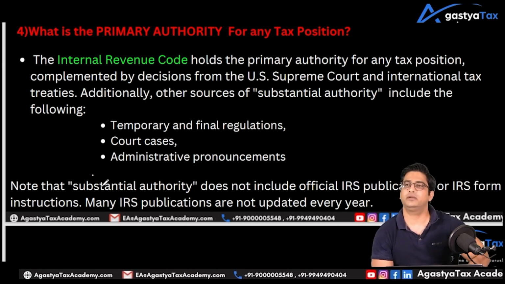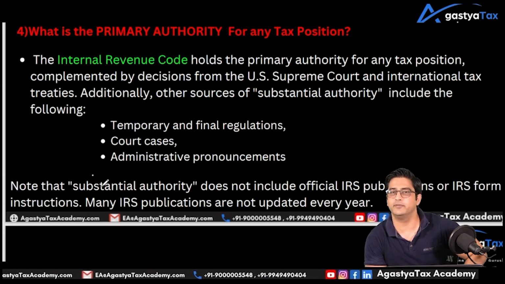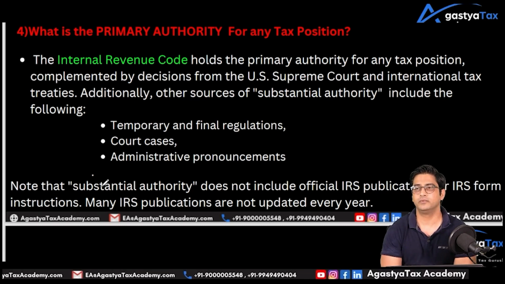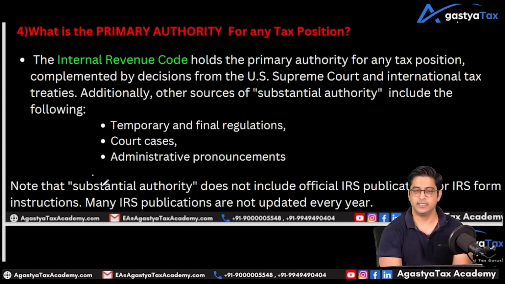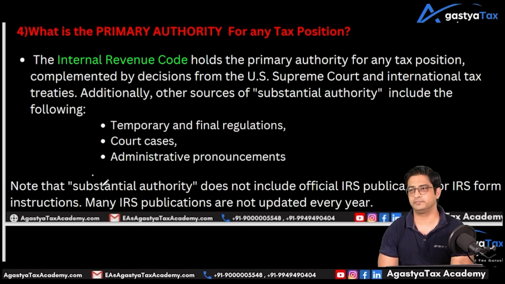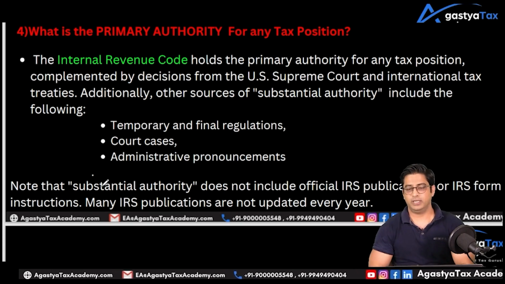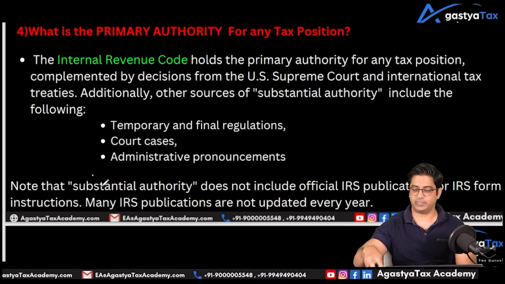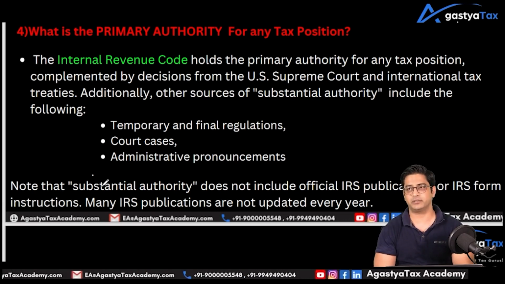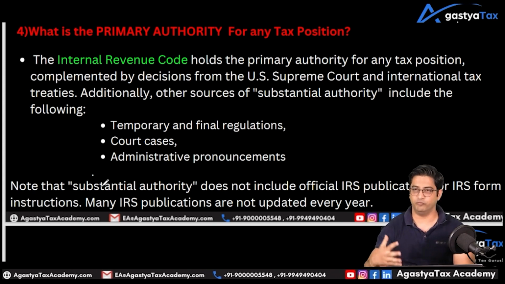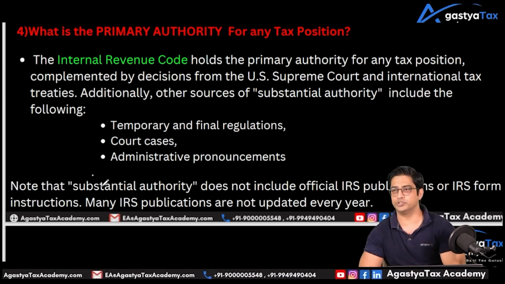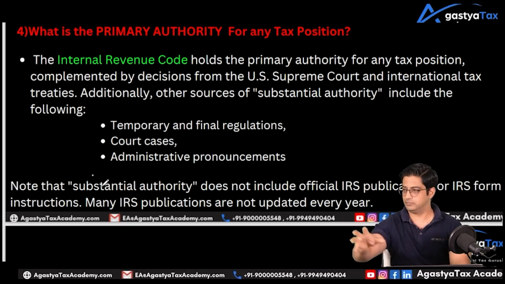So we have looked at what the Internal Revenue Code is in the previous question, right? Internal Revenue Code is Title 26. So this Title 26 is as per Congress. If you are arriving at a specific tax position, like what is your stand on this particular subject, what do you consider as a primary authority to arrive at a specific conclusion?